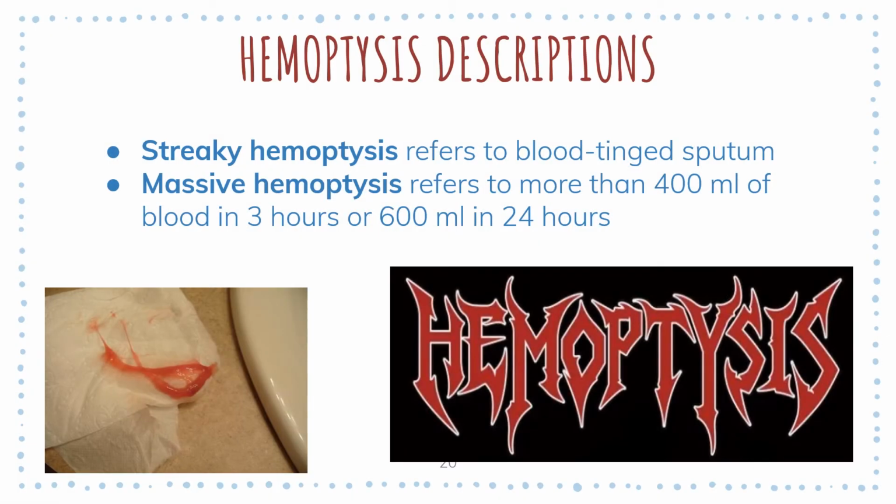And defined, so streaky is kind of more blood tinged. It's not necessarily like massive blood. Massive refers to more than 400 mils of blood in 3 hours, or 600 mils in 24 hours. So hemoptysis, you know the definition of hemoptysis. Make sure you know these numbers. So 400 mils in 3 hours, or 600 in 24 hours.